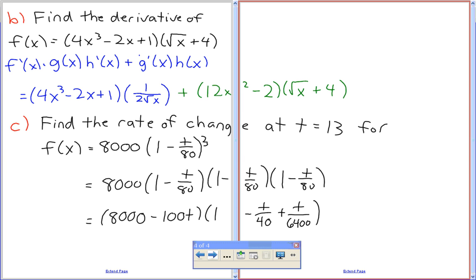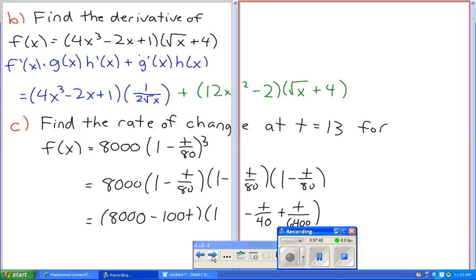Is that right? Can somebody confirm that for me? So that'd be minus 2, minus 2t over 80, which is t over 4. Okay, from that, I want you guys to take the derivative and then find f prime of 13, okay? I'm going to hit pause and let you guys do that. Are we okay with where that actually came from?